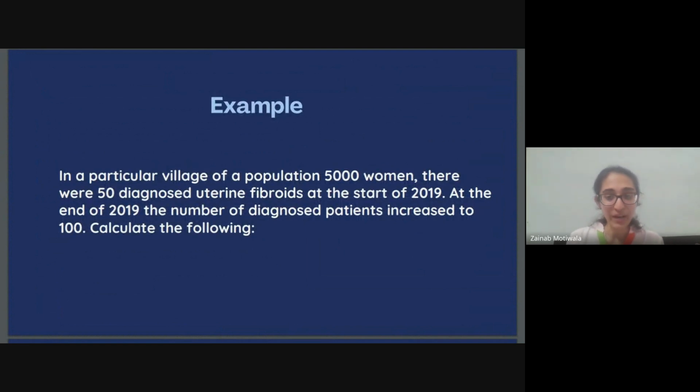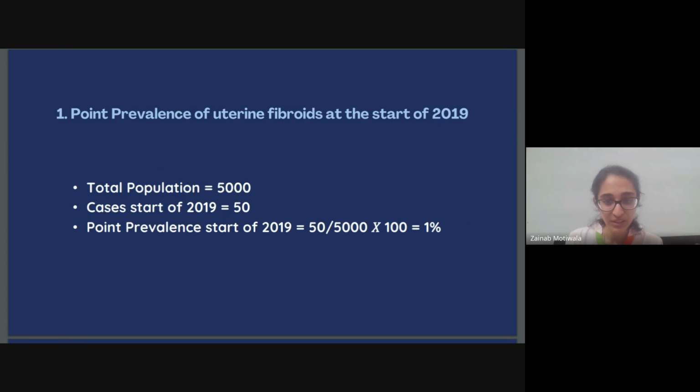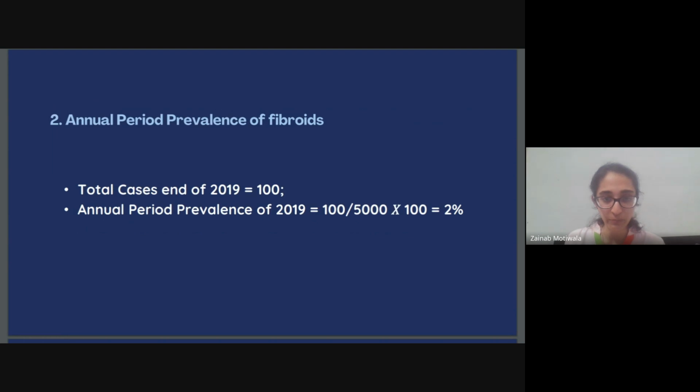Before I get to that slide, I will just explain the question a little better so that it can be more understandable. So here we know that the entire population is 5,000. There were already 50 diagnosed cases of uterine fibroids at the start of 2019, and then by the end of 2019, we had 100 diagnosed cases. I think your doubt is how we are looking at annual period prevalence, where it's 100 and not 150.